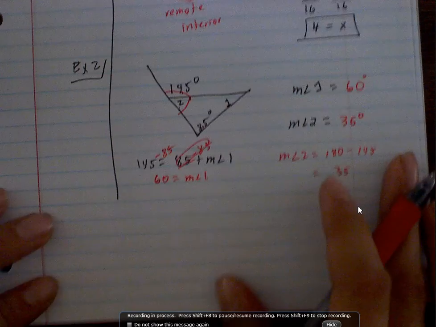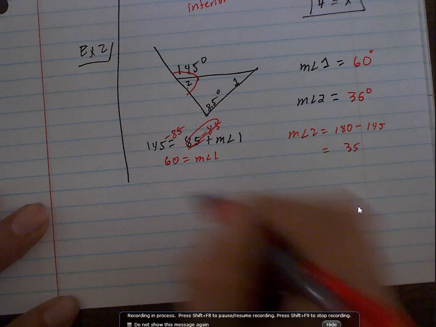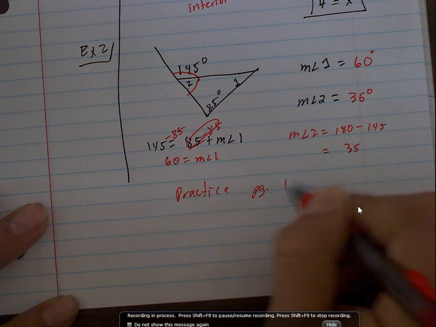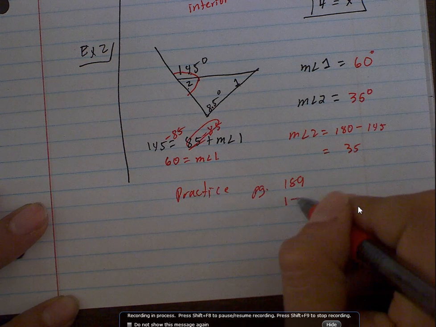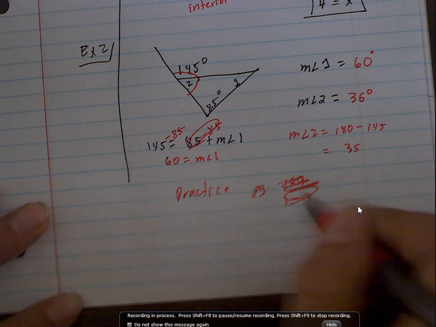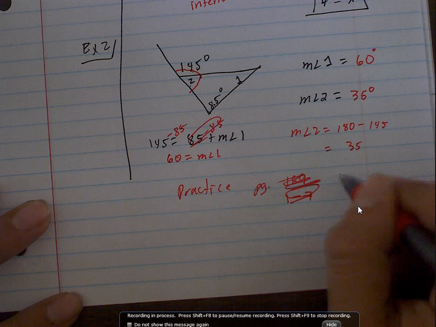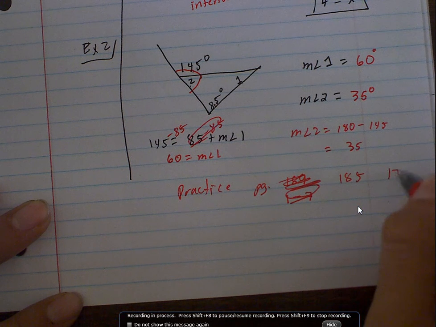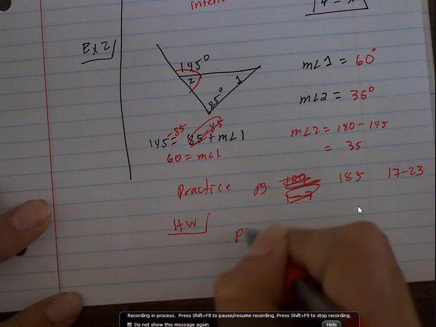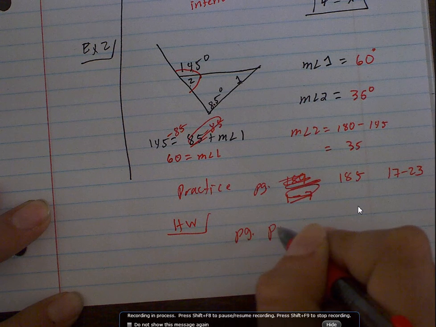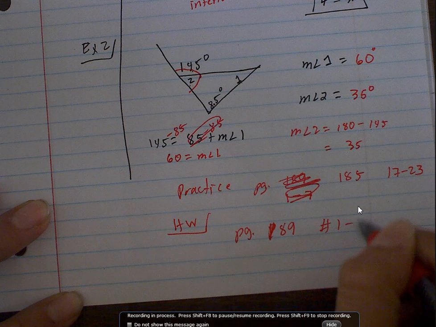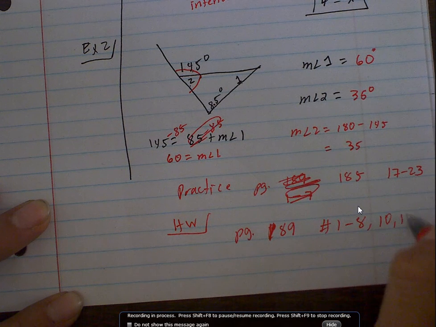So for practice, you need to do page 185, and that is 17 to 23. And then for homework, it's page 189, numbers 1 through 8, 10, and 11. Okay? And there you go.